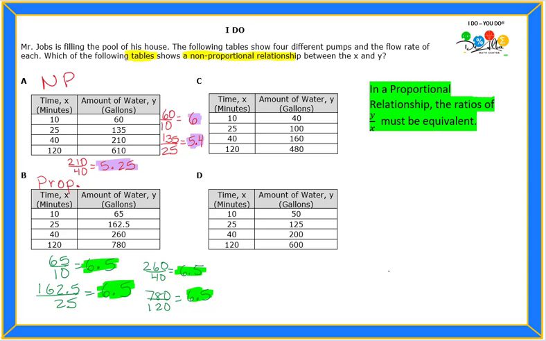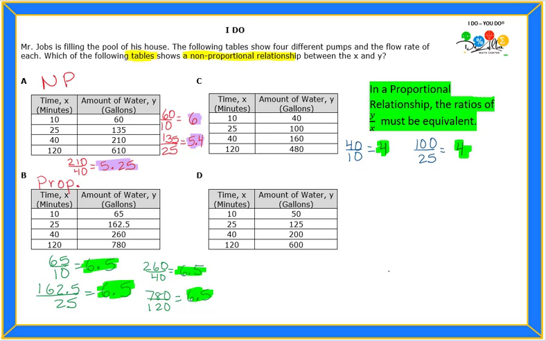Well, just to prove it, let's go ahead and do letter C. Go ahead and do 40 divided by 10. Remember, I am dividing the y over the x, okay? And that gives me a 4. Is that right? How about 100 divided by 25? Still a 4, right? And you can do the other two. 160 divided by 40. You will get a 4. And 480 divided by 120. And you still get a what? A 4.